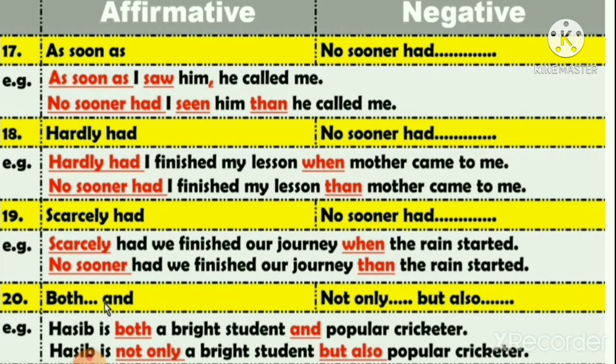Scarcely had we finished our journey when the rain started. Okay, the negative will be: no sooner had we finished our journey than the rain started. Okay, Hasib is both a bright student and a popular cricketer. The negative will be: Hasib is not only a bright student but also a popular cricketer.